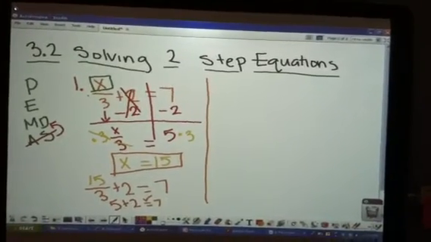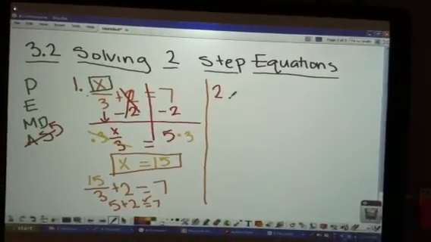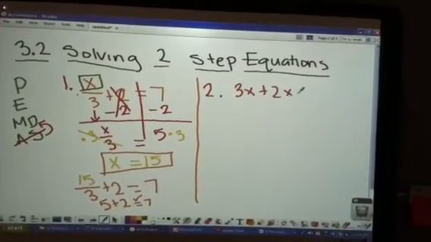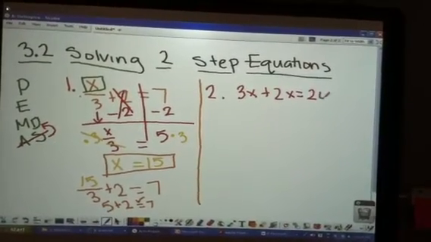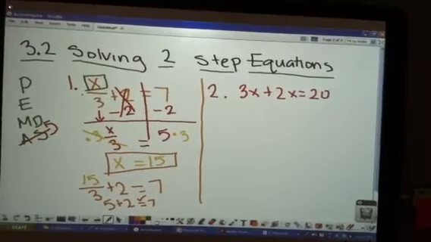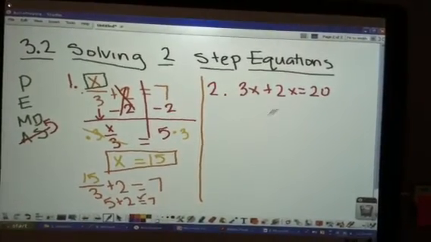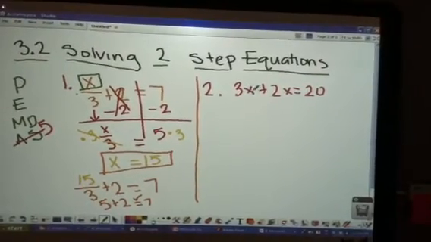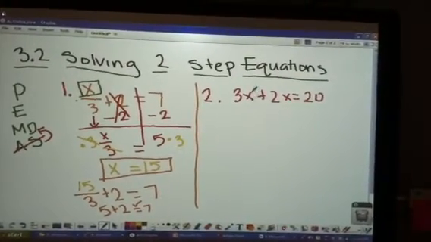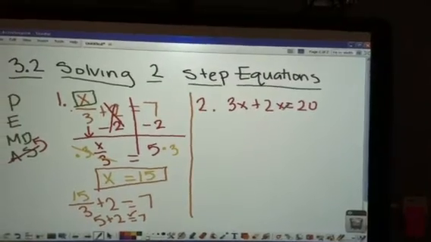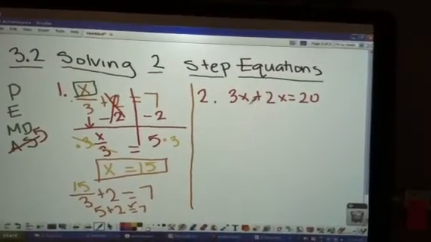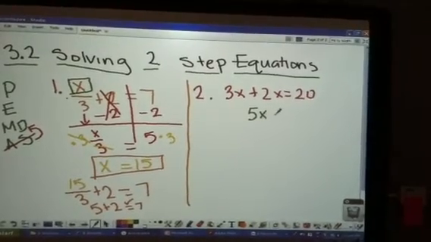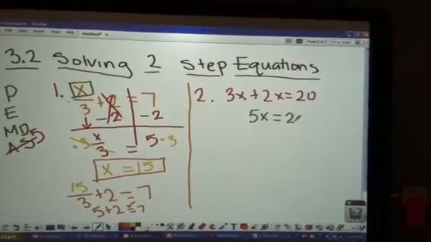Another example, we have 3x plus 2x equals 20. Now back in chapter 2 we talked about combining like terms. That's what we're going to do here. We have 3x and 2x's. So with the like terms, remember they have to be the same variable and the same exponent. We have 3 x's and we add 2 more. We have 5x, and it still equals 20.